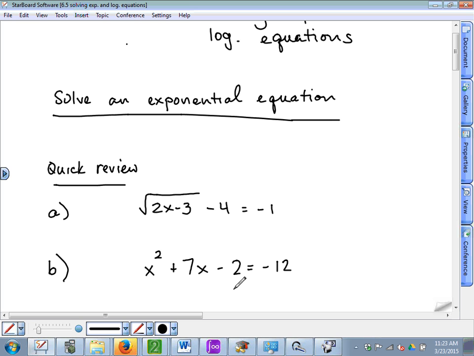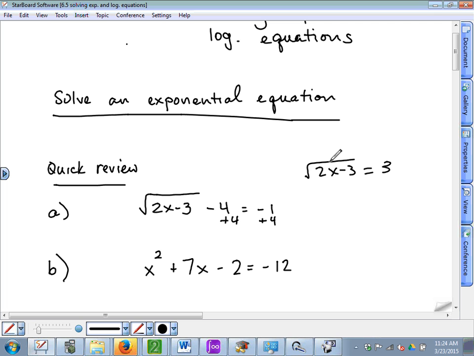The point was to review the process of solving an equation, not so much just a square root equation. Why couldn't you just square right off the bat? You had to isolate this first, right? With most equations, there's something you've got to get by itself first. And that's what happened here. You add 4, you got 2x minus 3 is equal to 3.